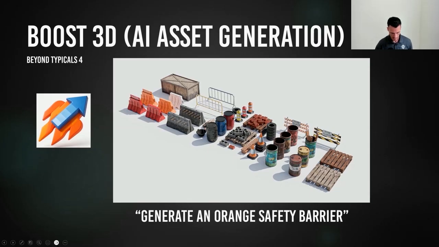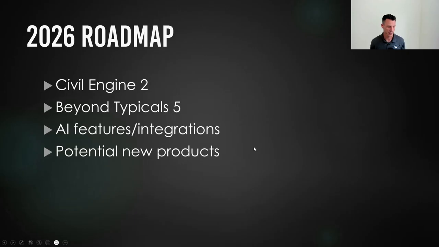All right. So continuing on our slideshow, in 2026, which is rapidly approaching, our goal is to squeak out Civil Engine version 2, which should be substantially better than what we're already experiencing in Civil Engine 1, which is very exciting. Beyond Typicals 5. Also, we'd like to get that out next year as well. And then, as I mentioned, AI features and integrations, as they make sense, we want to wisely integrate those into our products and then potentially some new products that we're looking into.